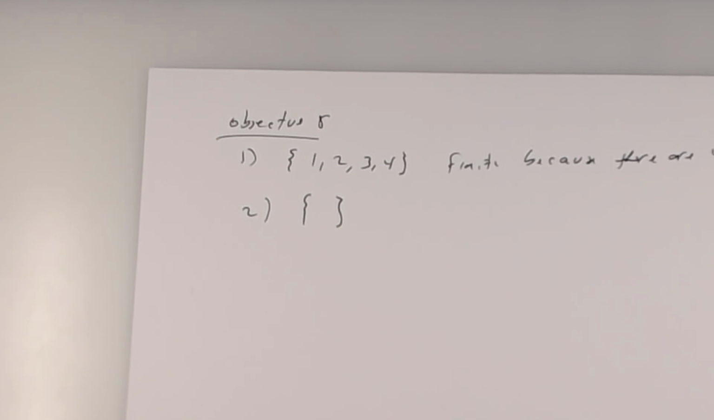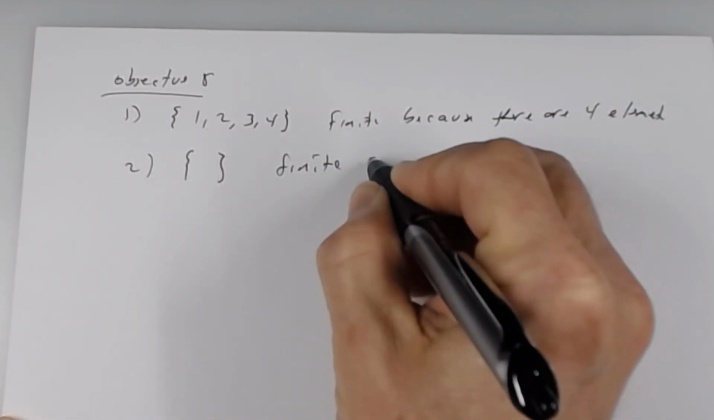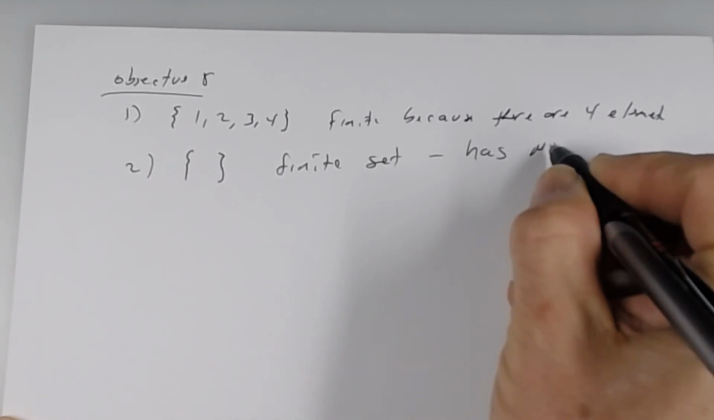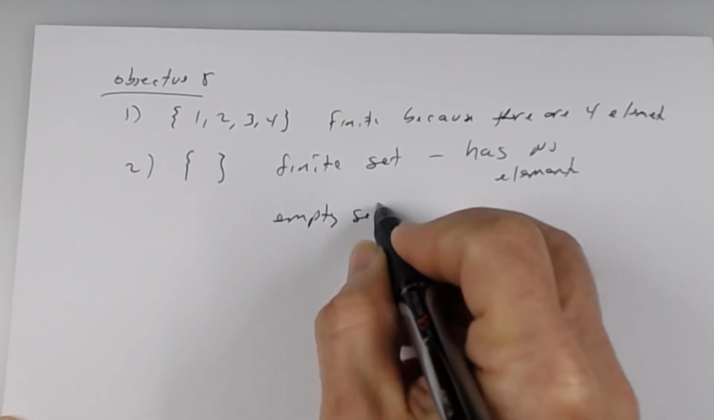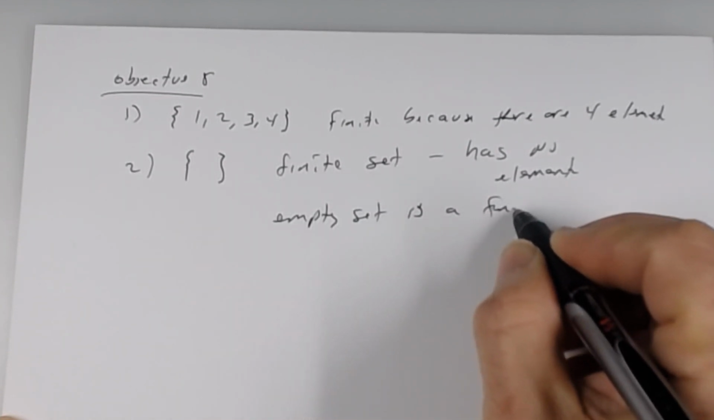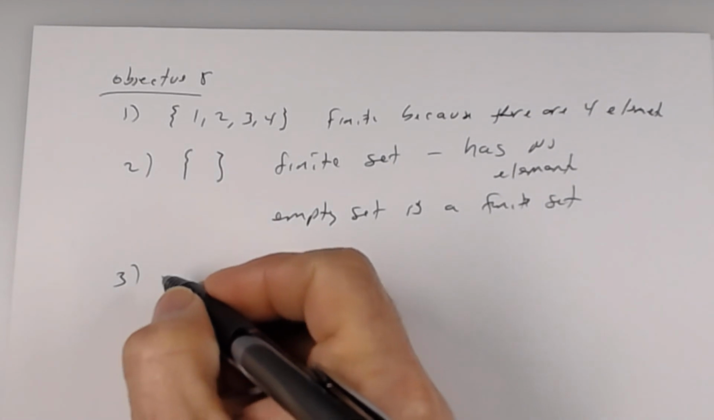So no elements would be what kind of set? What kind of set is this? No, it's a finite set, but it's also earlier, which one? The empty set. So the empty set is what kind of set? Finite set. The empty set is a finite set. So let me go ahead and write that down. The empty set. So this is a finite set. It has no elements. All right, so the empty set is a finite set. Okay?